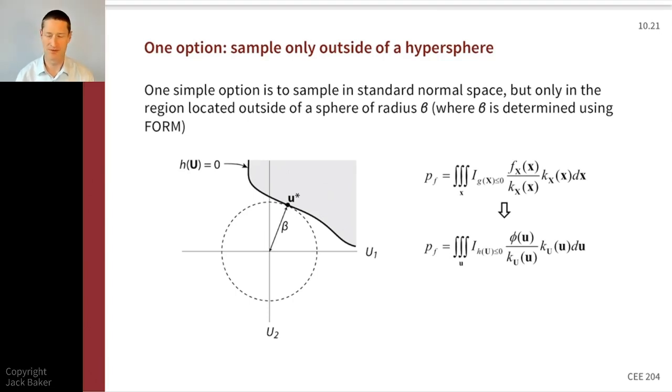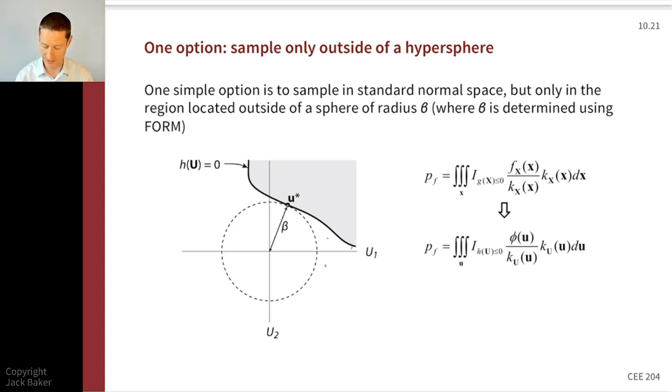So one option, and we won't belabor this one because we'll end up having an even better option, is we could take our problem and transform the whole thing to standard normal space, just like we have been for FORM. And then we could do our sampling of U's instead of the X's. But we've got a little benefit here because we've got this radial symmetry, and we know that once we know U star, from say a FORM calculation, there are no failure points within a radius of beta from the origin. So we could sample only outside of that sphere of radius beta, right?